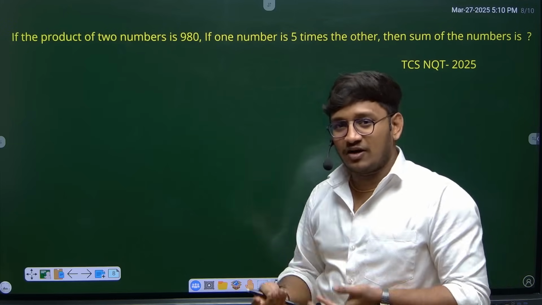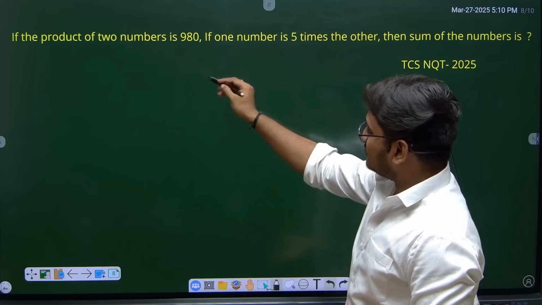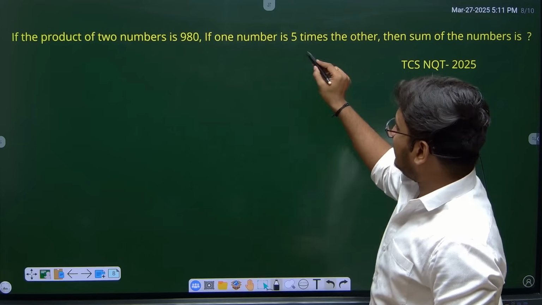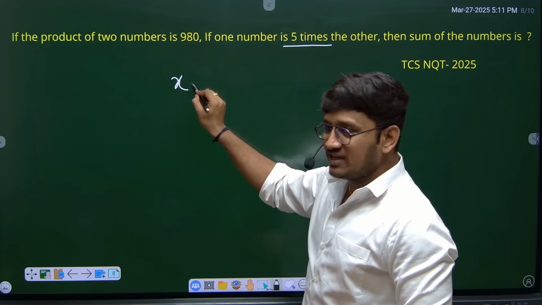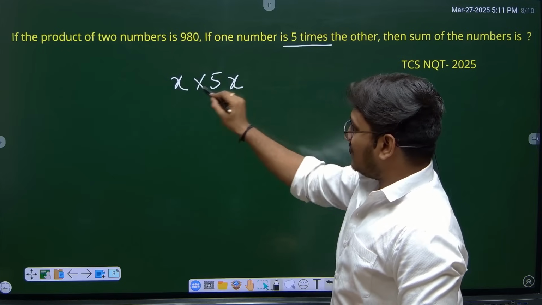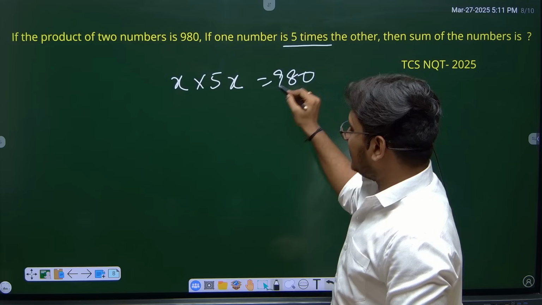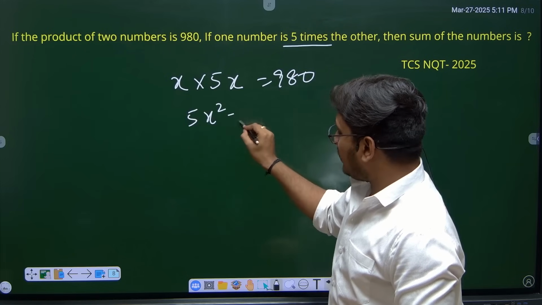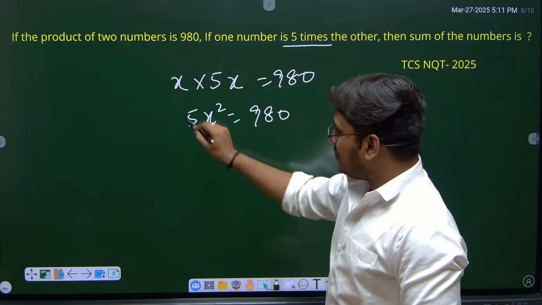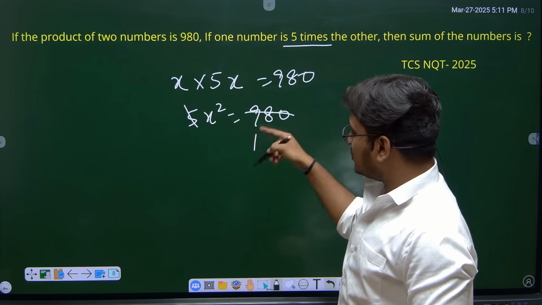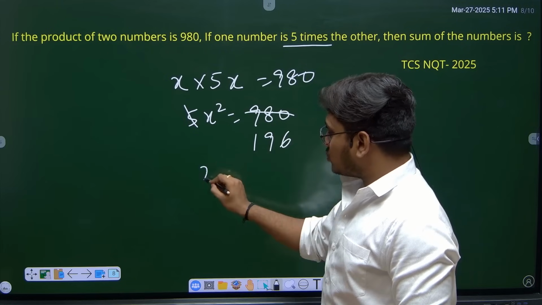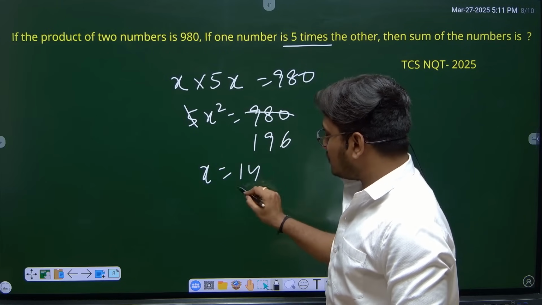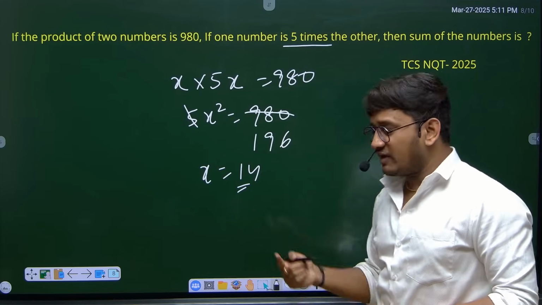Let me write it fast. We have already solved this. The product of two numbers is 980. One number is 5 times the other. If I assume one number is x, the next number will be 5 times x. The product will be 980, so can I say that 5x squared is equal to 980? 5 1 times is 5, 5 9 times is 45, 5 6 times is 30. So x squared is equal to 196. The x value is 14. So we already know that the x value is 14.